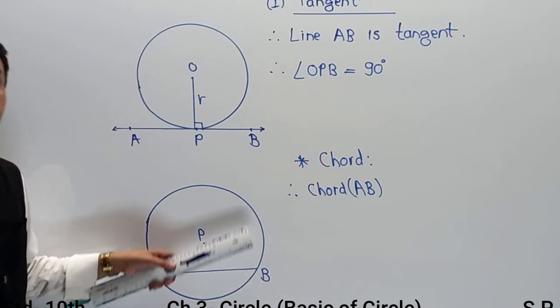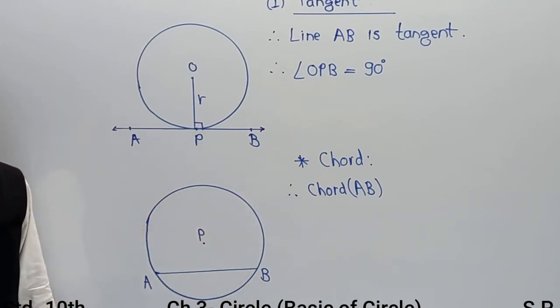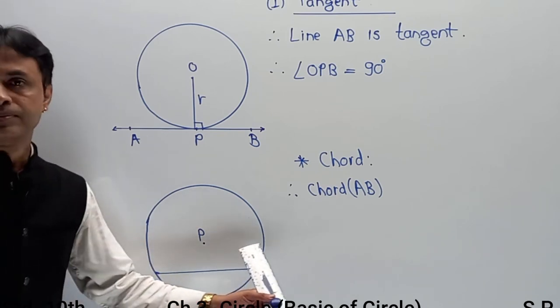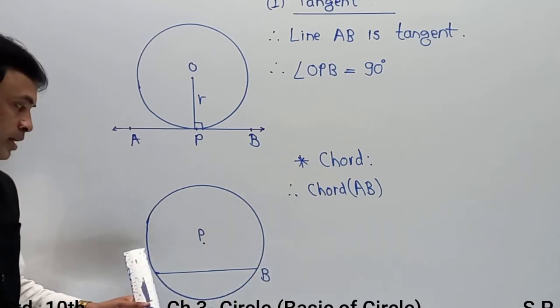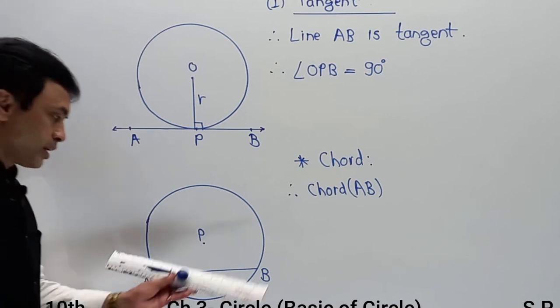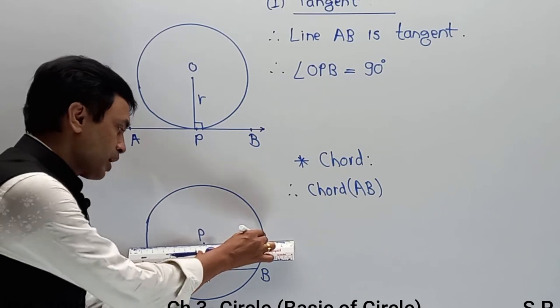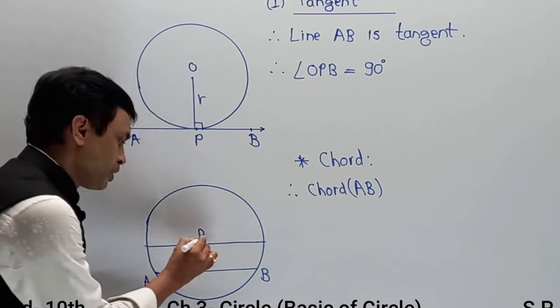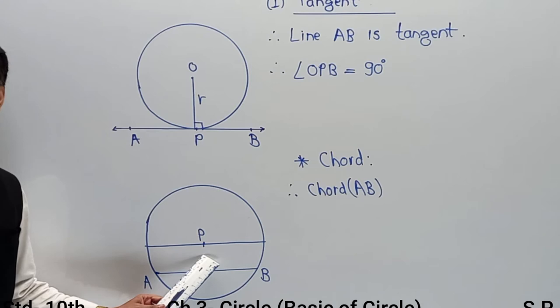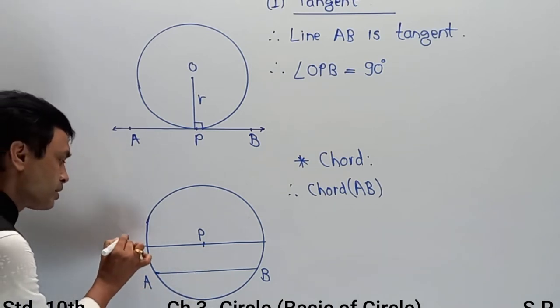Now it may be smaller, it may be larger. But for the largest there is one condition. What is exactly that? If a line passes through the center of a circle, then it is called the largest chord, nothing but the diameter. Let us say I have drawn another chord in front of you. Now what is the speciality of this chord? The speciality of this chord is that it passes through the center of a circle. Let us call it MN.